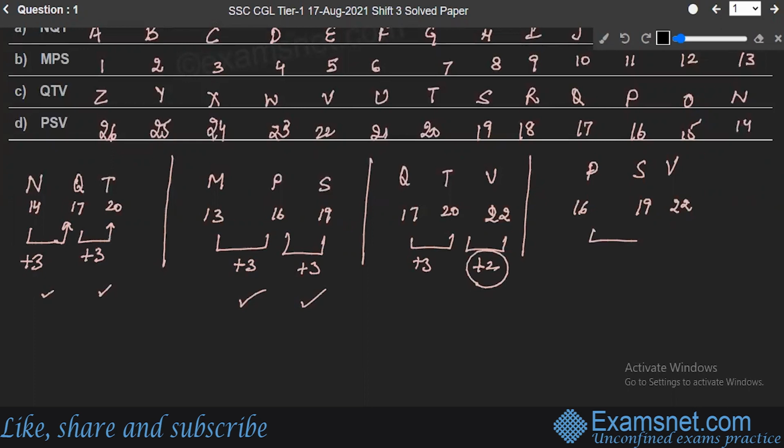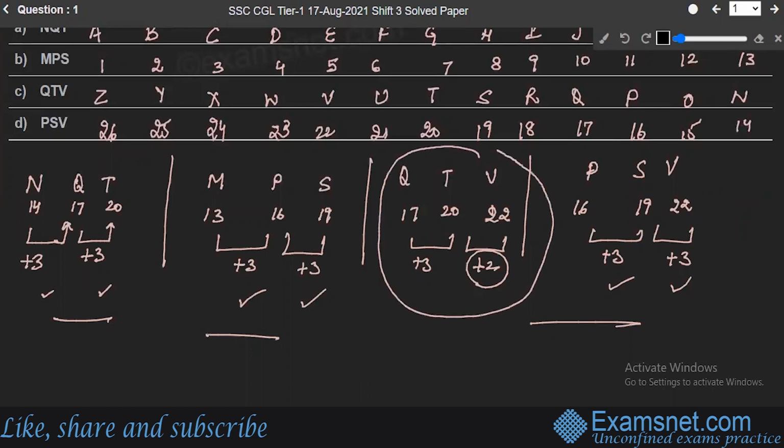Next, plus 3, plus 3. So all the three options, this, this, and this, are having the same logic as plus 3 and plus 3, whereas QTV is having the logic as plus 3, plus 2. So option C, QTV, is odd one out, and this is our answer to the question. Hope you are clear. Let's move to the next question.